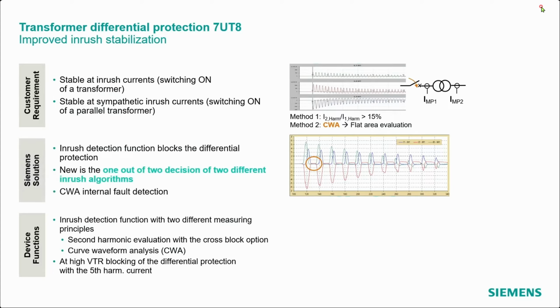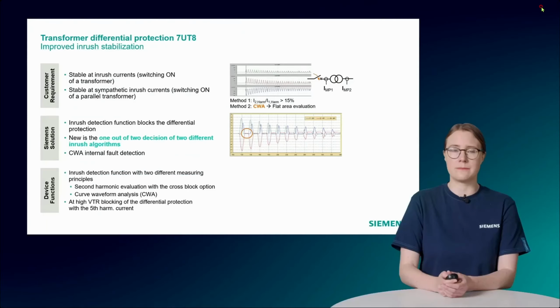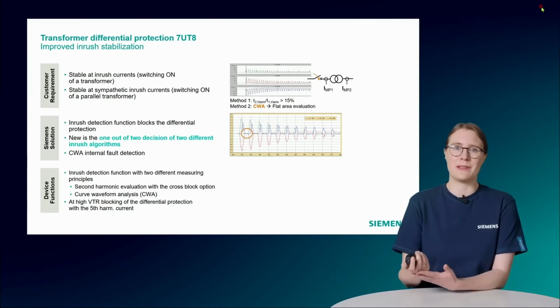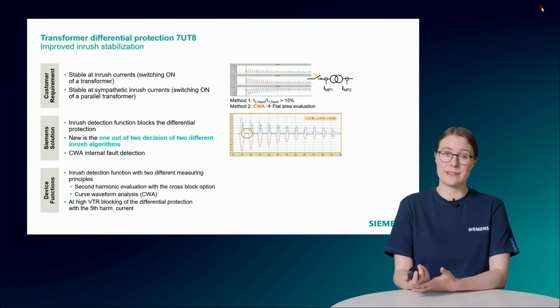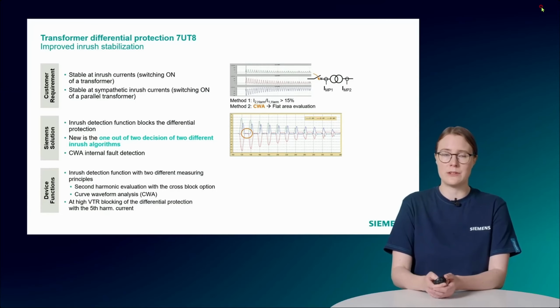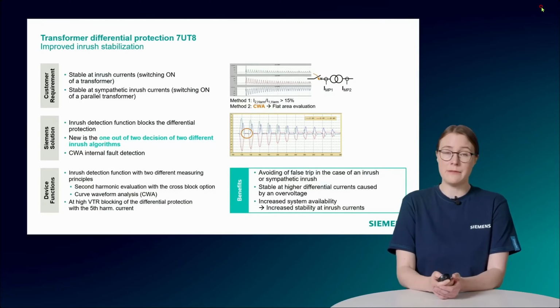The CWA function and the second harmonic detection work in parallel, and the blocking is a 1 out of 2 decision. If either the second harmonics are above a settable threshold or the CWA method detects the characteristic flat areas, the differential protection is blocked. If the CWA method does not find any flat areas precisely one period after fault inception, an internal fault is assumed. The main benefit is an increased system availability due to the increased stability at inrush currents.